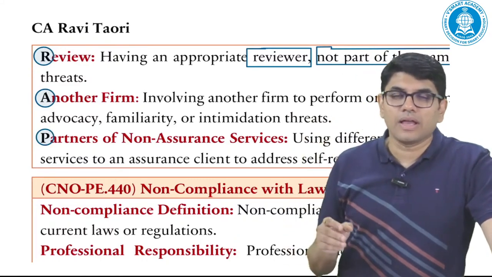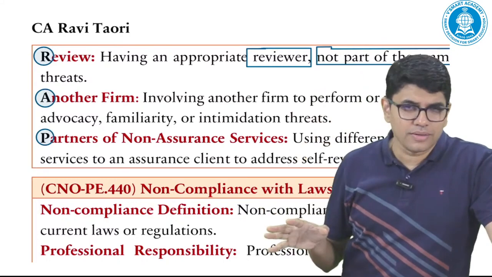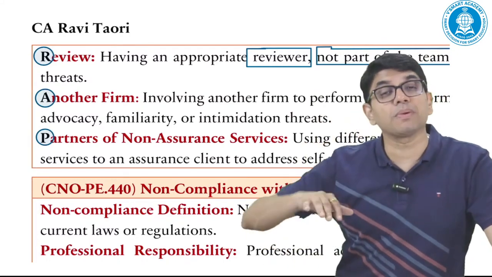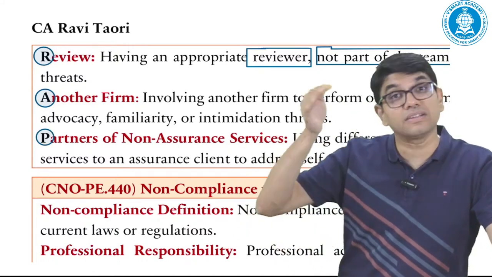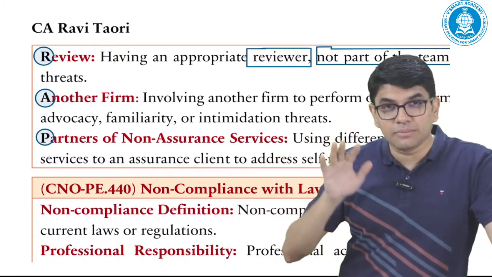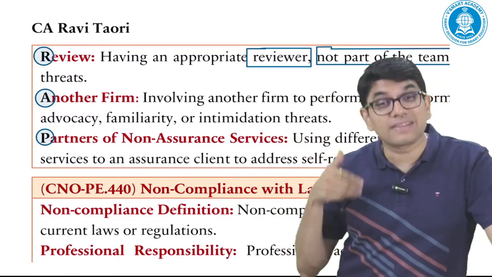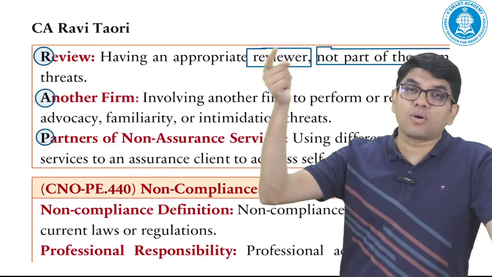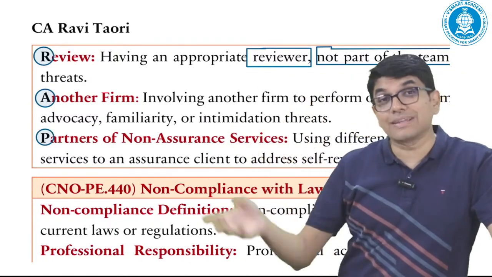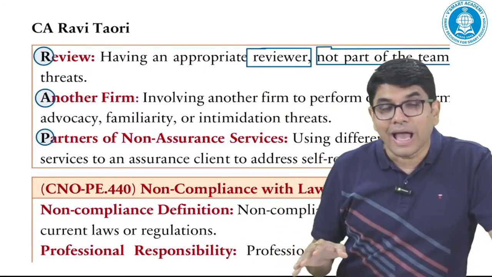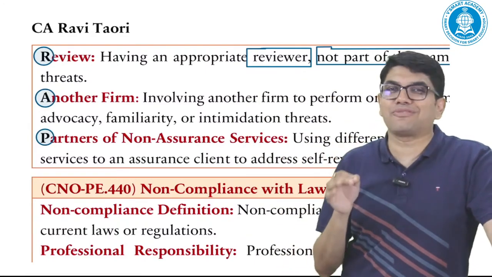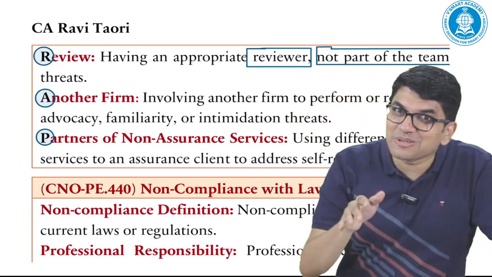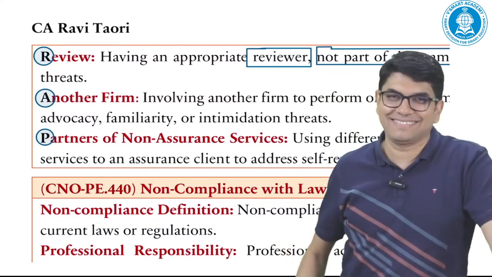Do one thing, have a very good quality reviewer, and you can do one more thing. This reviewer should not be part of the team. That means he should be coming from outside the team. If he's coming from outside the team, then he will not get influenced by the team. So have a good reviewer, bring him from outside the team, and increase the frequency of the review. Then again, the chances of compromising with the fundamental principles will reduce. It will again reduce the threat to an acceptable level.